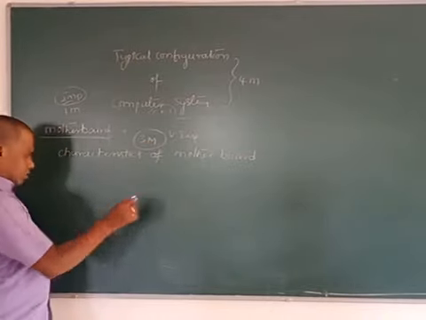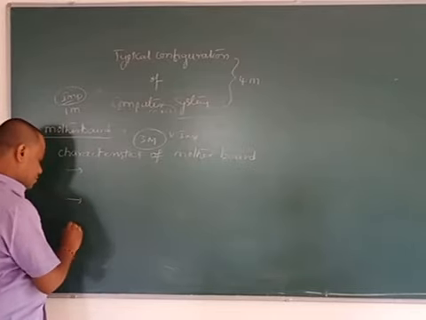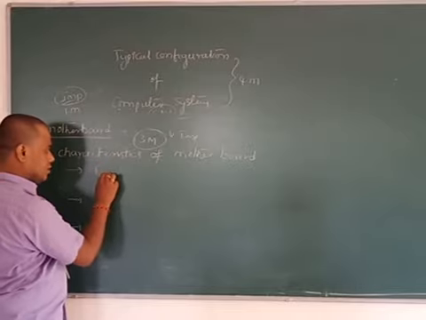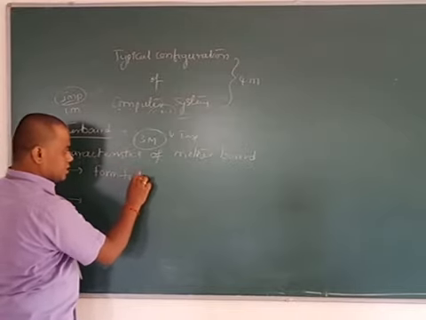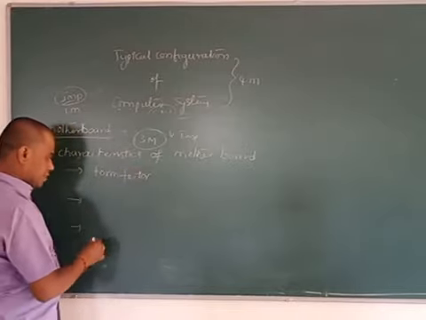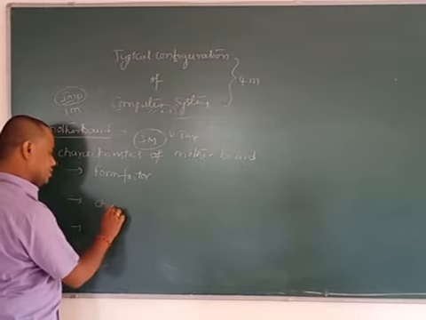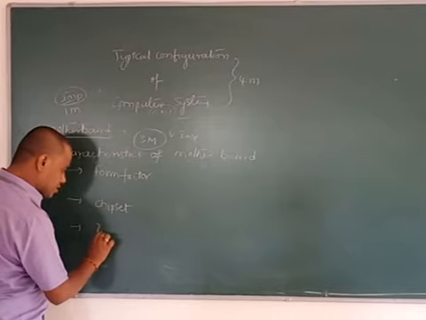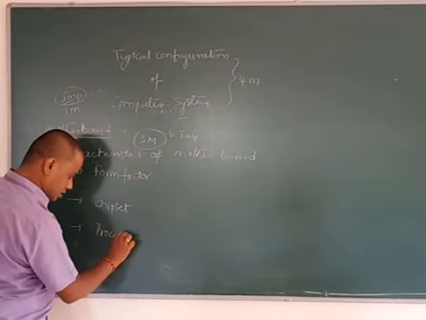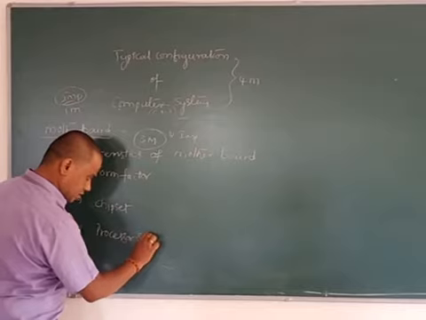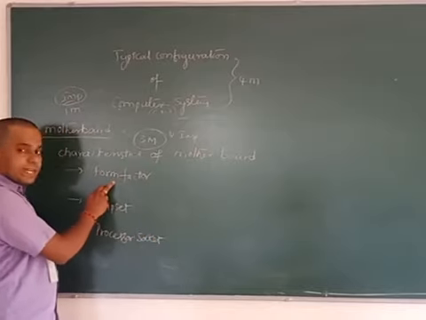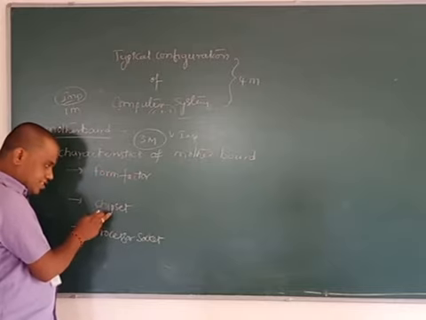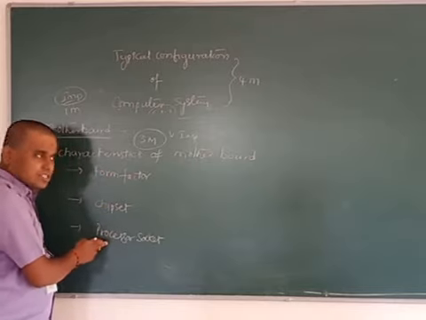So there are 3 characteristics for a motherboard. One is form factor, the second one is chipset, and the third one is processor socket. Remember it very easily: form factor, chipset, and processor socket.